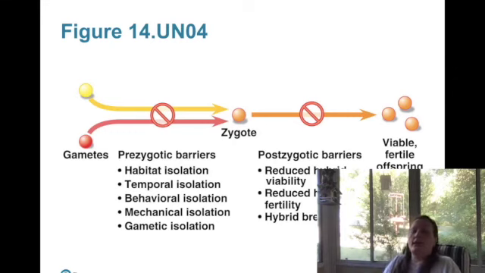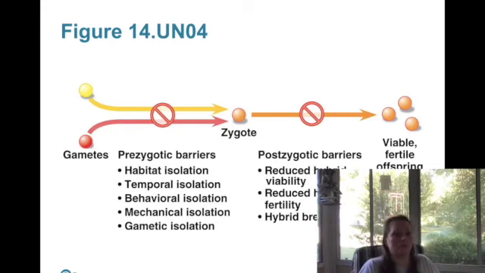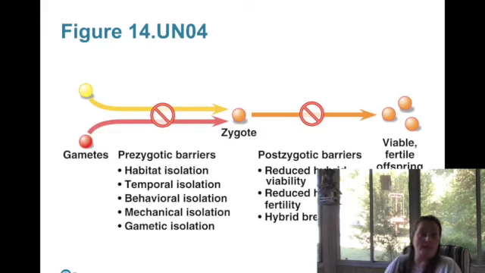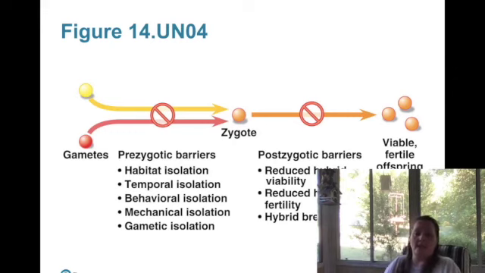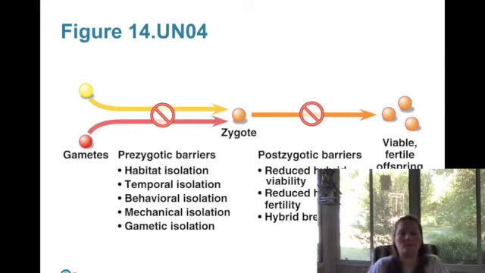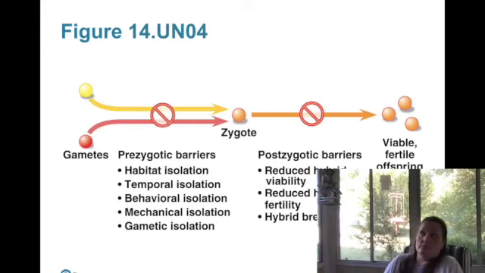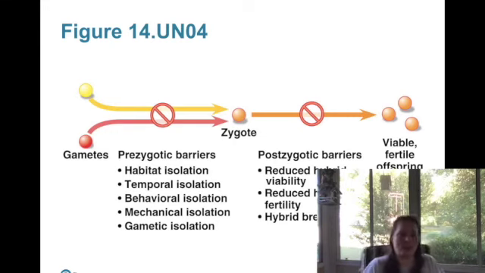Now, if we get past the prezygotic barriers and we make a zygote, so there is a baby forming, that's when you get to the post-zygotic barriers. Reduced hybrid viability. That means a lot of the babies won't even make it to term. So there'll be a lot of, I hesitate to say miscarriage, but that's pretty much what it is.